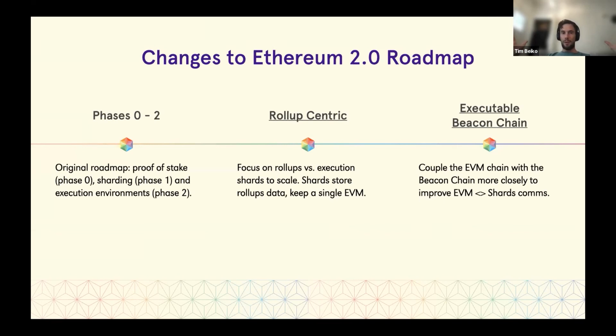And then the plan was to add shards to this beacon chain system, which would only store data and not run computation. And eventually, as part of phase 2, to turn on computation in those shards, where they would transition from just storing data to actually running transactions. And this transition from phase 1 to phase 2 was always the most complicated and underspecified bit.